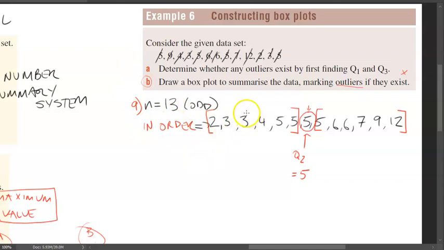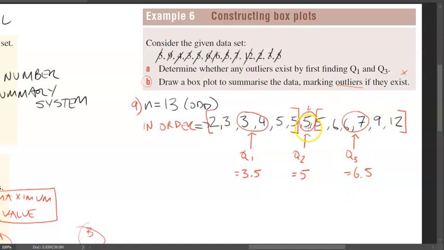Our Q1, because this is even, is the average of 3 and 4. And our Q3 is the average of 6 and 7. So Q1 is the average of 3 and 4, which is 3.5. And our Q3 is the average of 6 and 7, which is 6.5.